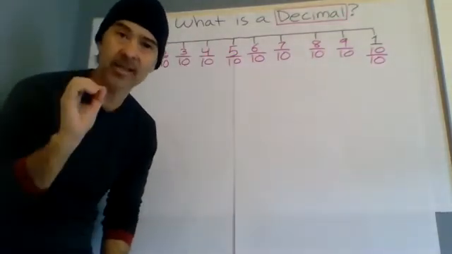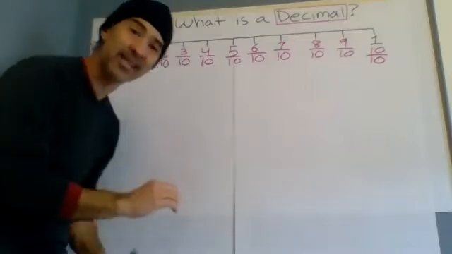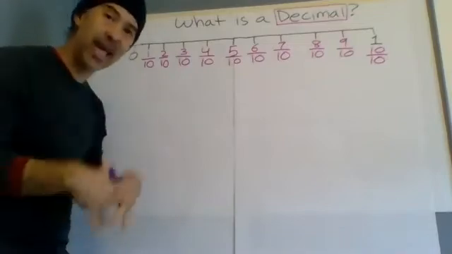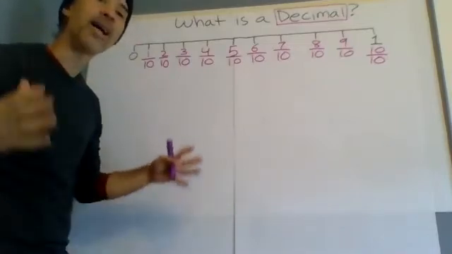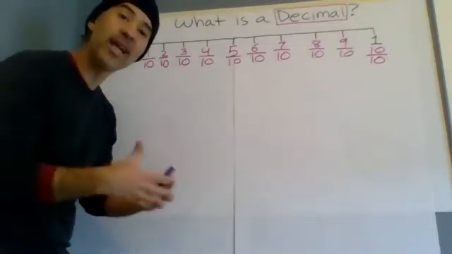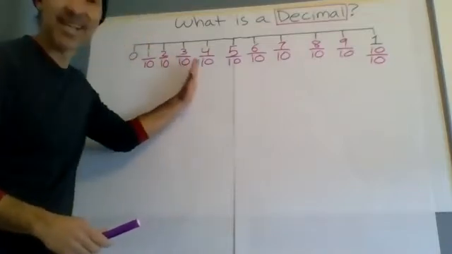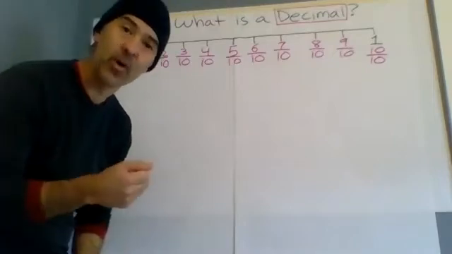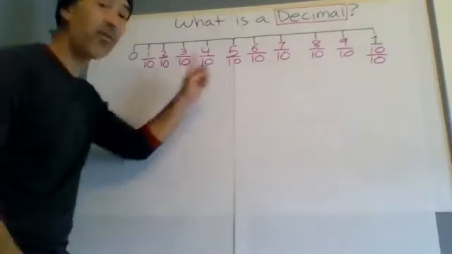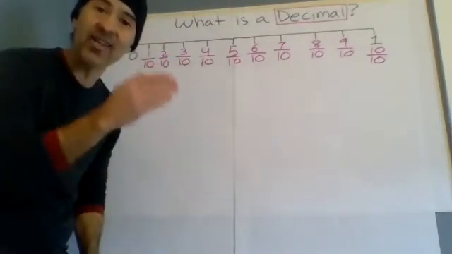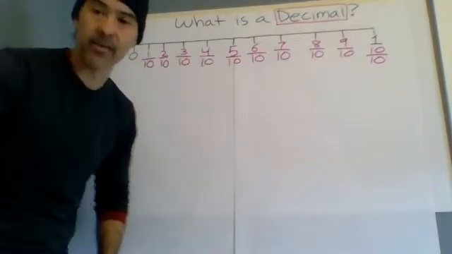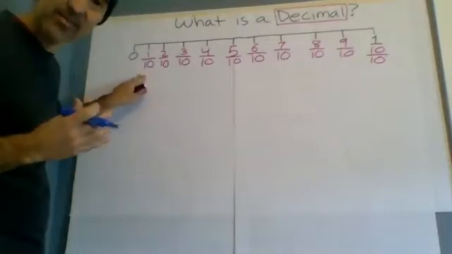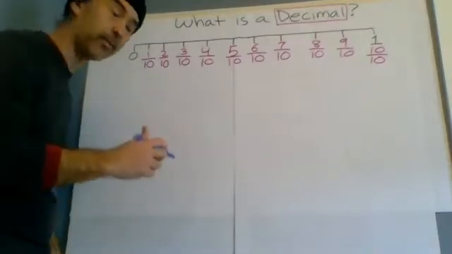All a decimal does is it represents a fraction with denominator of 10. So a decimal is another way to show tenths. Okay? Every time we deal with a decimal, it's telling us that every whole is broken into 10 equal parts. So I can represent my tenths, my fraction, as a decimal.